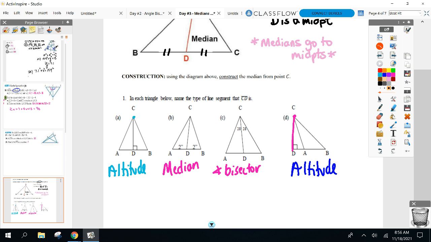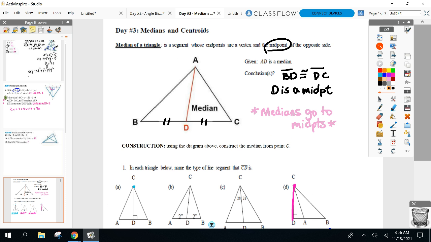All right, let's go back up. Grab your compass. I want to construct a median. Let's see if we can construct a median. This isn't anything new. You know how to do it already. Where do medians go to? Okay, so I need your help and your compass's help. Can you help me find the midpoint of AB?